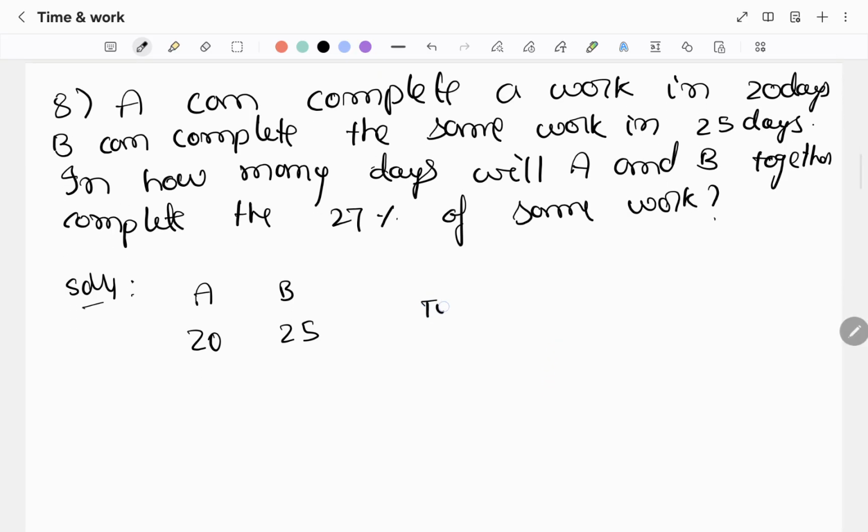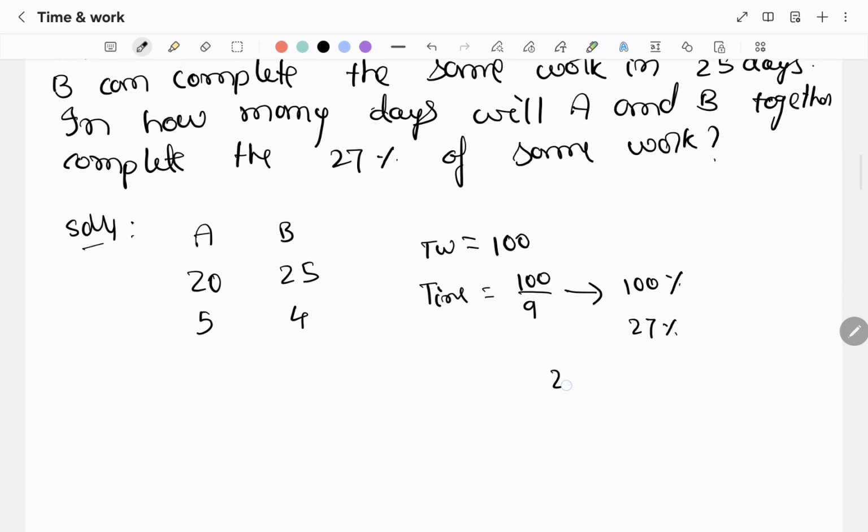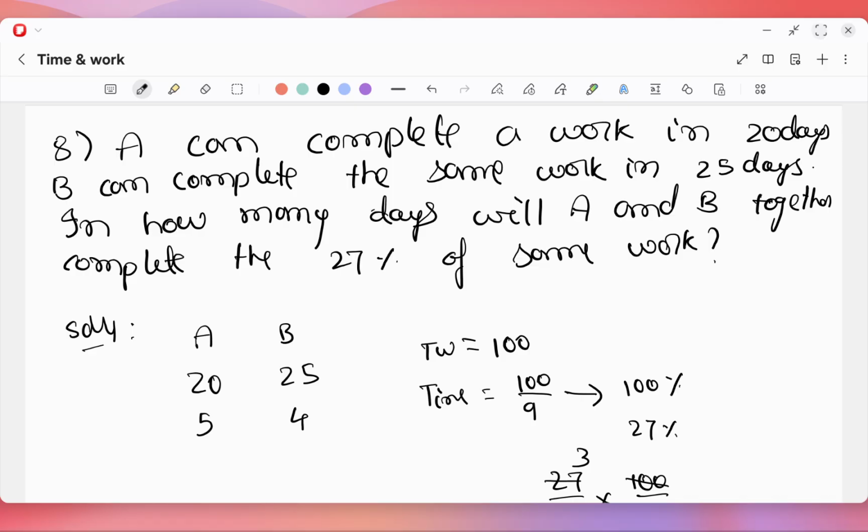Okay, so first of all, total work is equal to the LCM of 20 and 25, which is 100. 25 is 25 fours. This we have already discussed, how we are doing that. Now total work means time is equal to work by efficiency, 100 by 9. This is for 100% of work, but they are asking 27% of work. 100% is 100 by 9, then 27%, 27 by 100 into 100 by 9. 2 zeros, 9 ones, 9 threes. Next question.